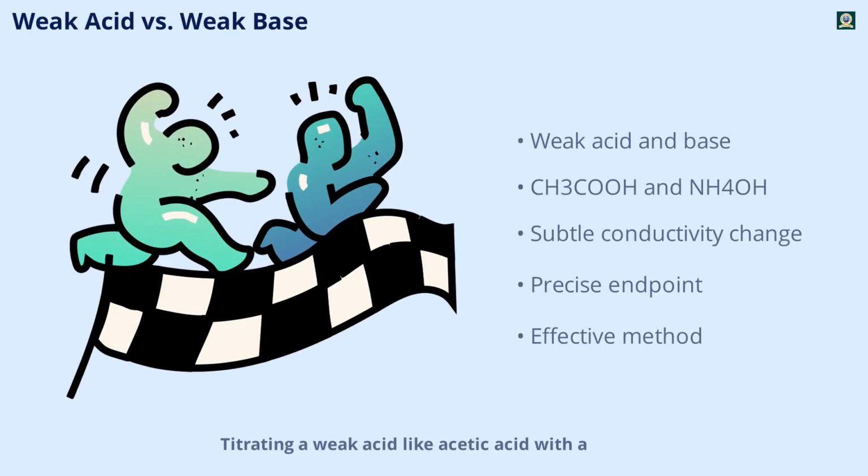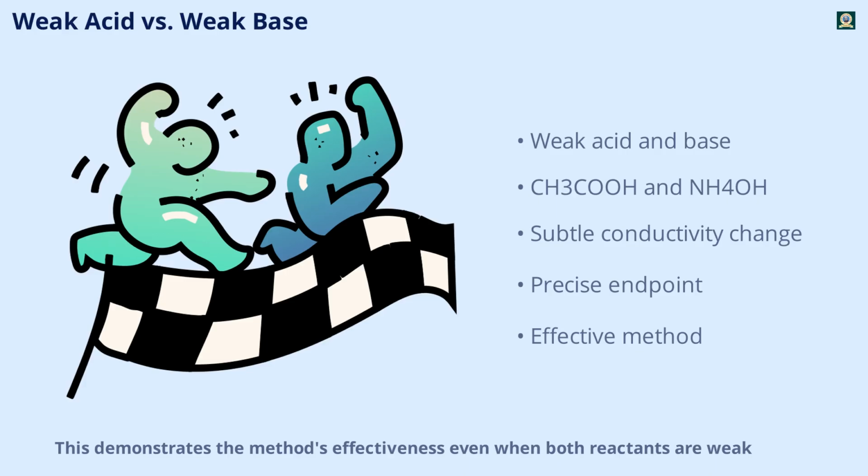Titrating a weak acid like acetic acid with a weak base such as ammonium hydroxide presents a unique scenario. The conductivity changes are more subtle, but the conductometric method still allows for precise determination of the equivalence point. This demonstrates the method's effectiveness even when both reactants are weak.